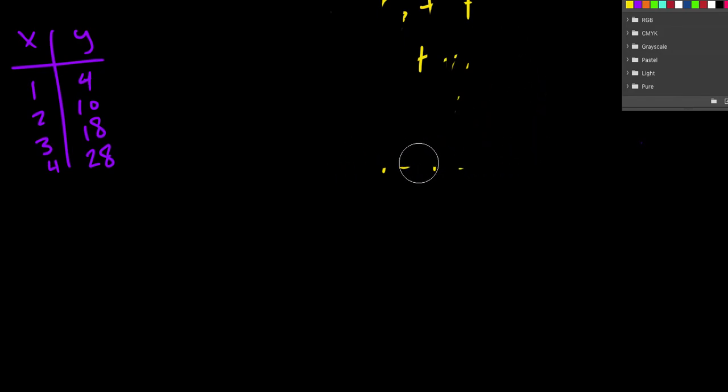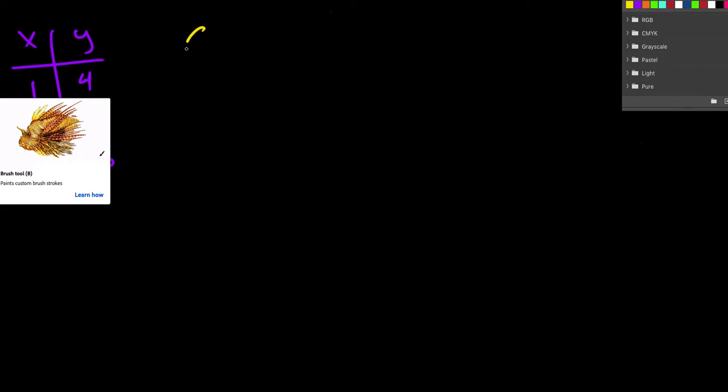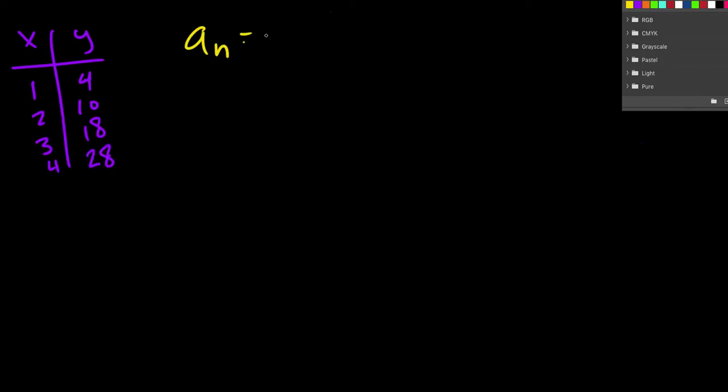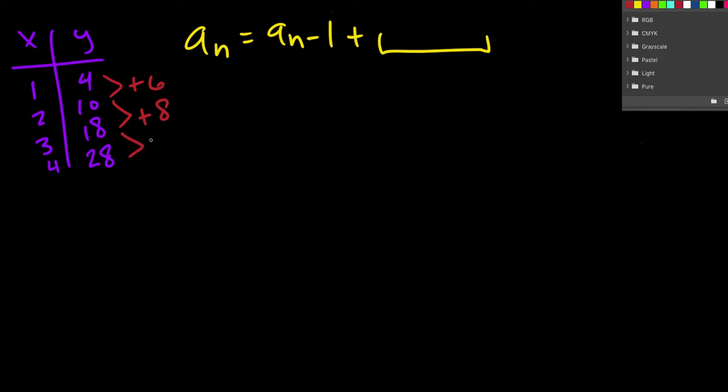So the process is going to be the same, but we're going to end up with a different thing that we're adding. So we're going to start off with a sub n equals a sub n minus 1 plus something. Now this one we haven't figured out the common difference. So to go from 4 to 10, we have to add 6. To go from 10 to 18, we have to add 8, and then we add 10.